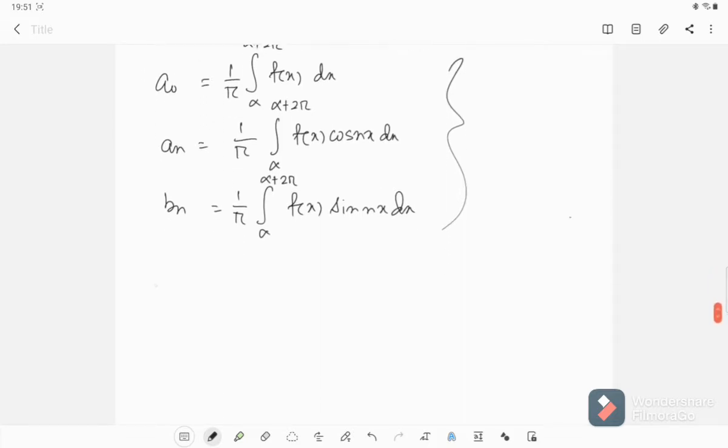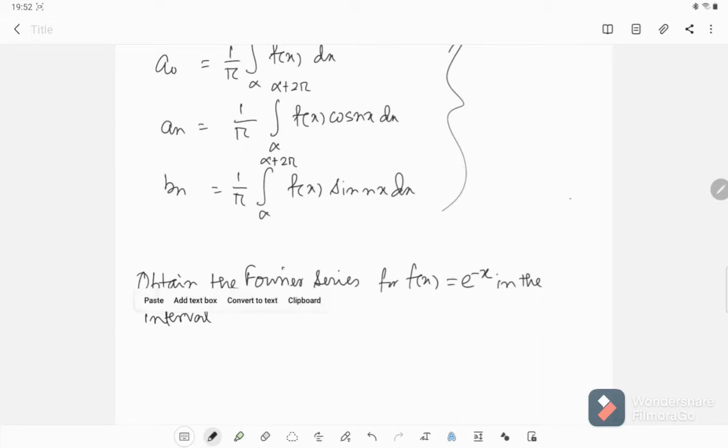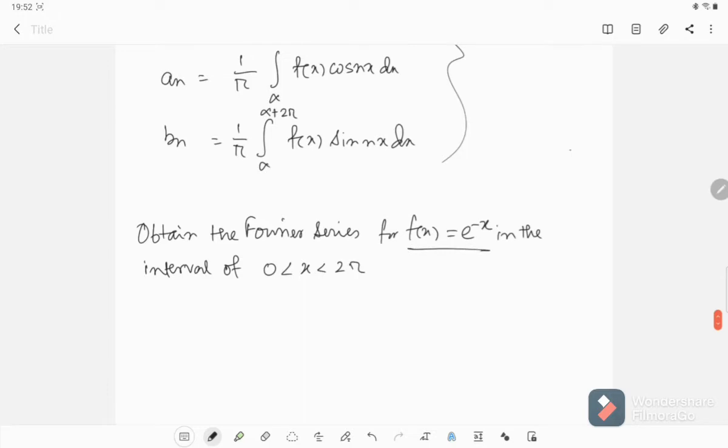So let's go to one problem. Here we have the problem: obtain the Fourier series for f(x) equal to e to the power minus x in the interval 0 to 2 pi. So here we have f(x) equal to e to the power minus x.